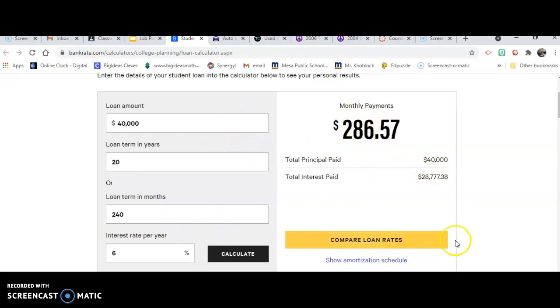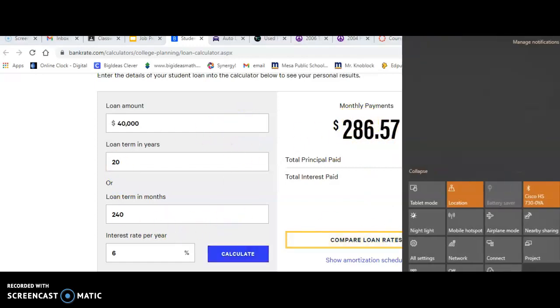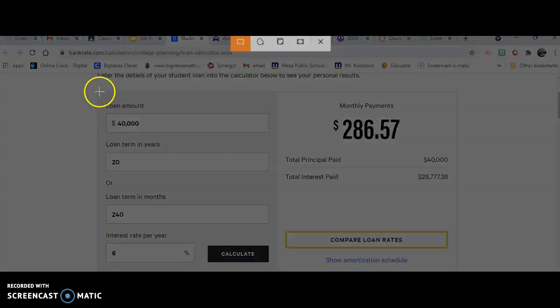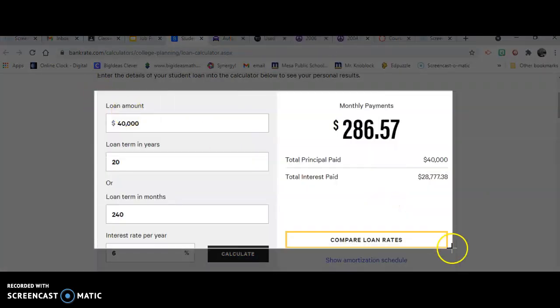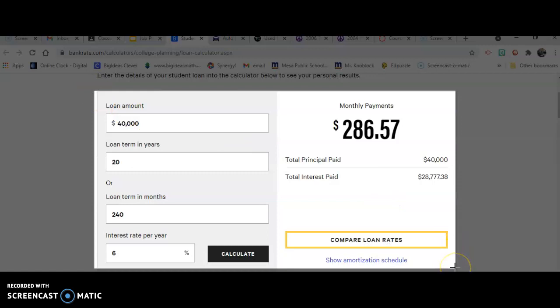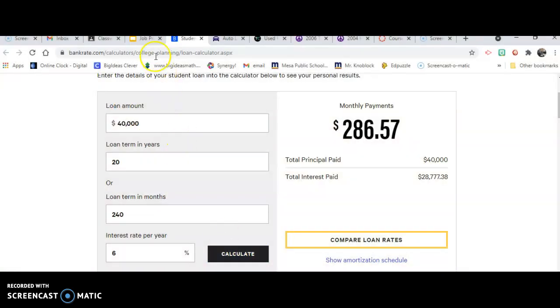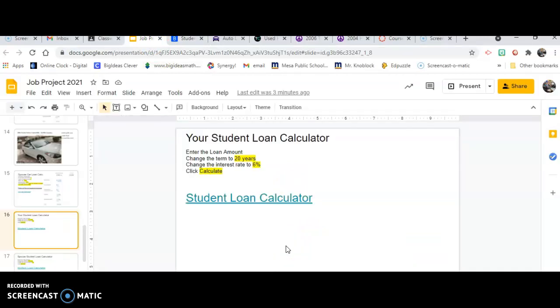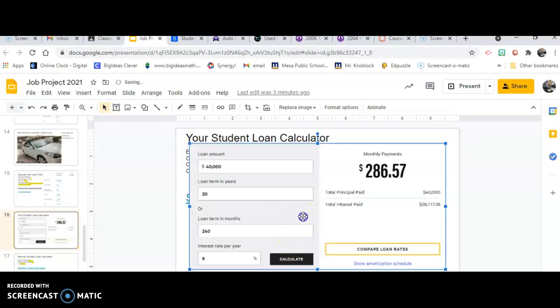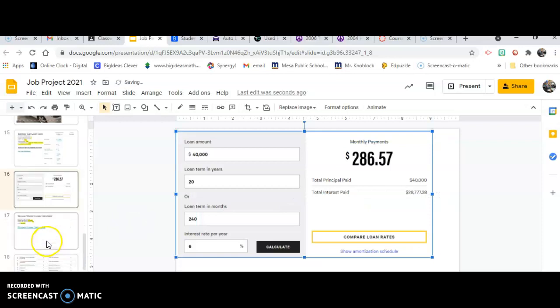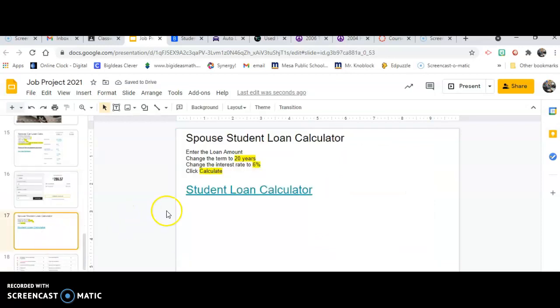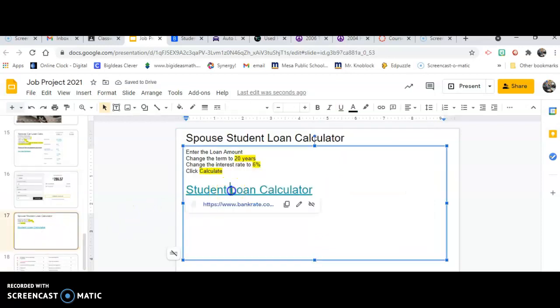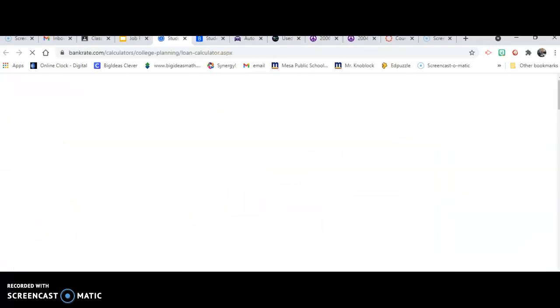Now, the picture that you put in for this screen snip has to include all of this information, that whole card. So you take that picture and put it in, so Control V, and there it is. Then you go to your spouse's. You're going to do the same thing, so we click on that one.